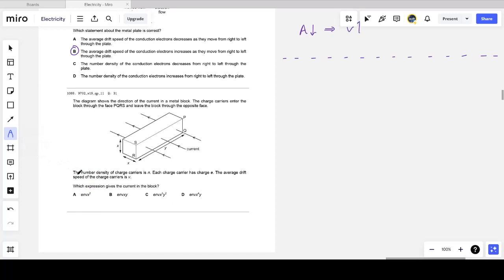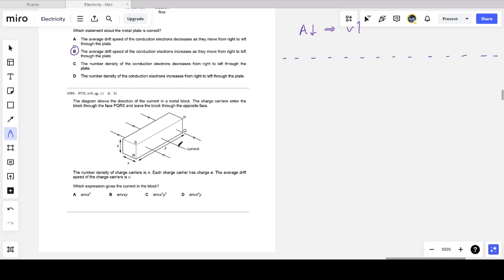The next question is 1088. It's from the winter 2019 exam, question paper 1, variant 1, and it's question 31 from that paper. Now on the diagram, we are shown the direction of current in a metal block, and the charge carriers enter the block through the face PQRS and leave the block through the opposite face.